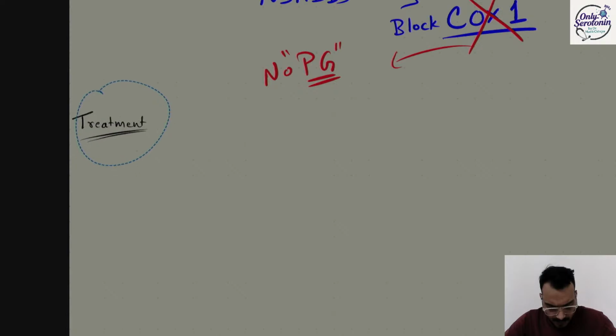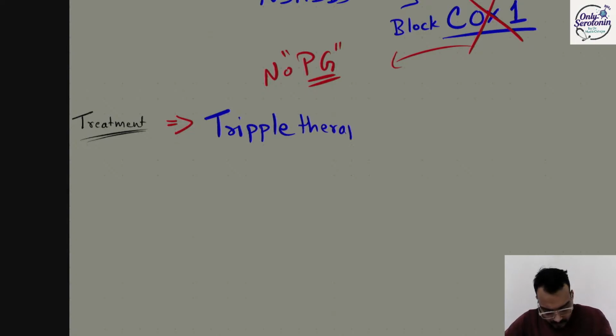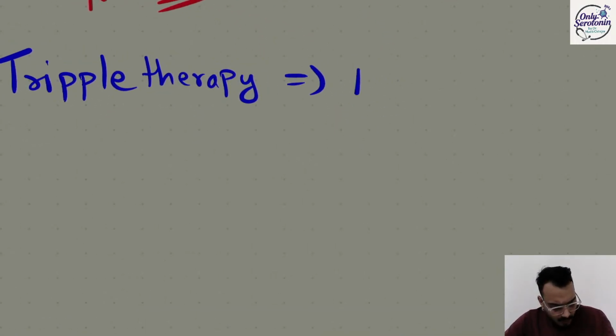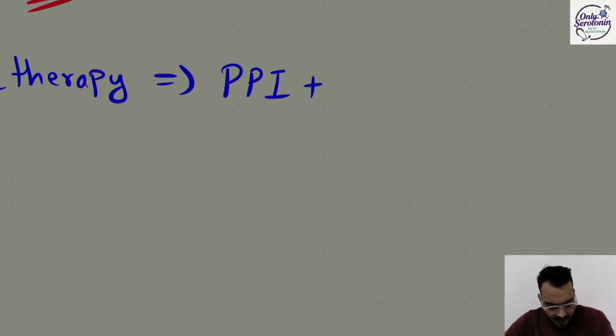Now, what about the treatment, guys? For treatment, we have two, three options. First of all, we are going to do triple therapy. What happens in triple therapy? In triple therapy, we are going to give a combination of proton pump inhibitors, as well as antibiotics.